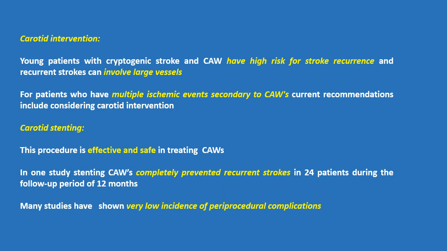Carotid intervention. Young patients with cryptogenic stroke and CAW have a high risk for stroke recurrence, and recurrent strokes can involve large blood vessels. For patients who have multiple ischemic events secondary to CAWs, current recommendations include considering carotid intervention. Carotid stenting. This procedure is effective and safe. In one study, stenting CAWs completely prevented recurrent strokes in 24 patients during the follow-up period of 12 months. Many studies have shown very low incidence of periprocedural complications.